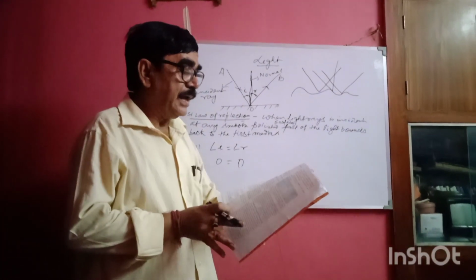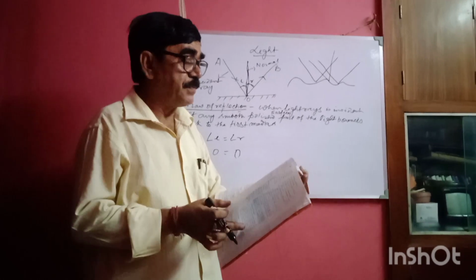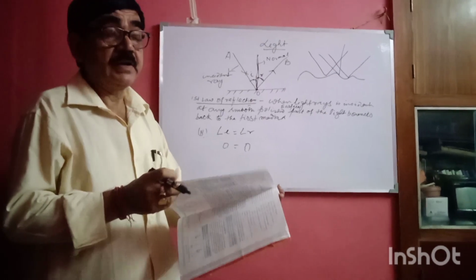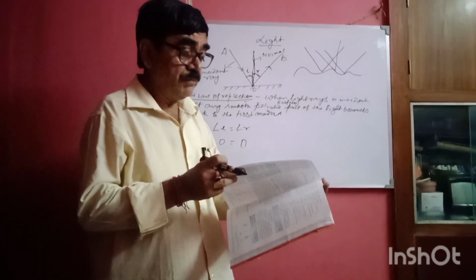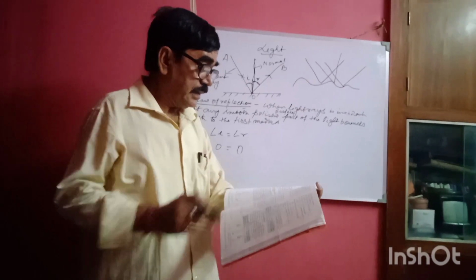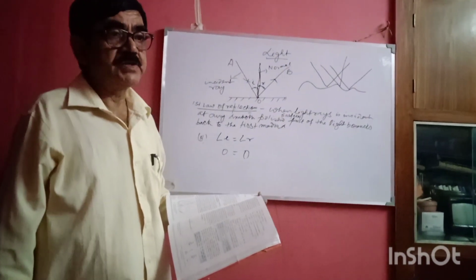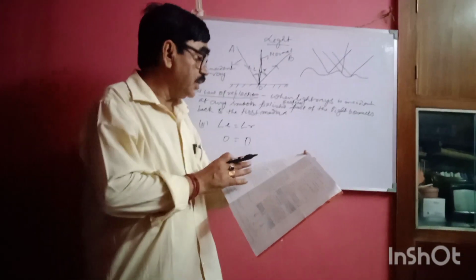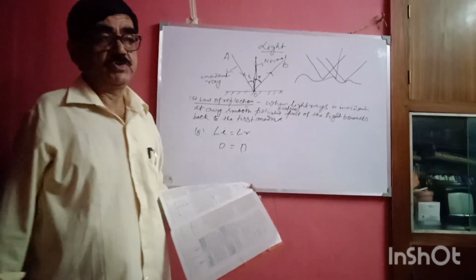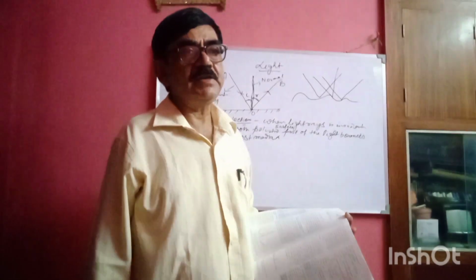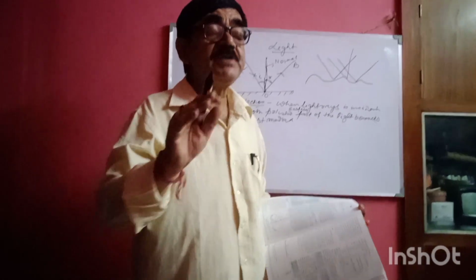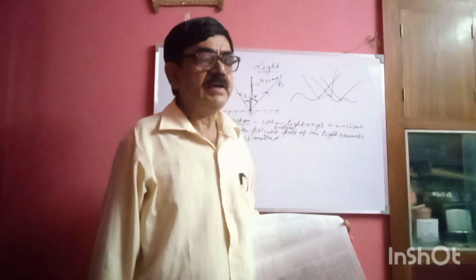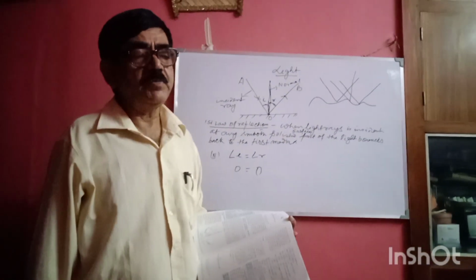Now we can verify this experiment. By the help of the law of reflection experiment, we can verify all these things. Now we will discuss image. What is called image? There are two types of image. One is real image and another is virtual image. You should know the image that is formed in front of a mirror is a virtual image.